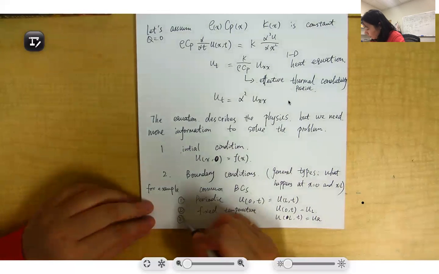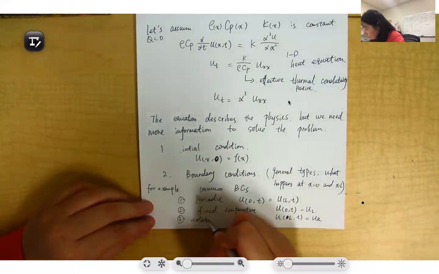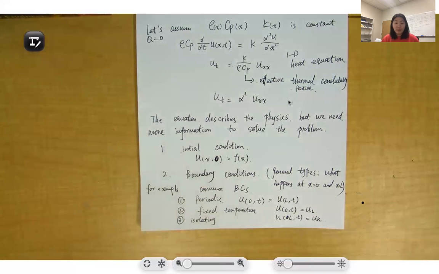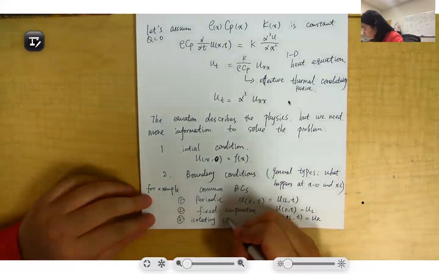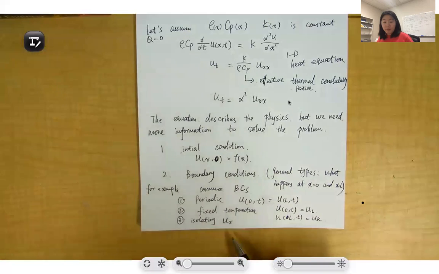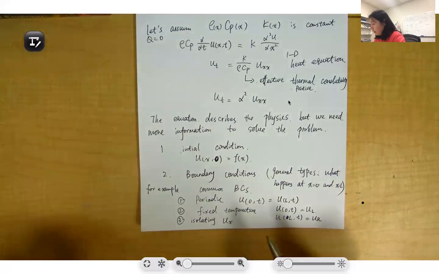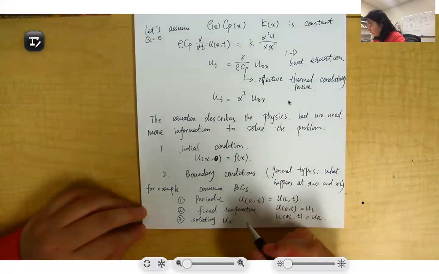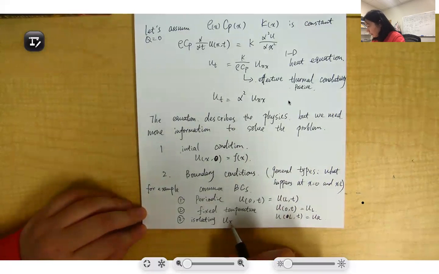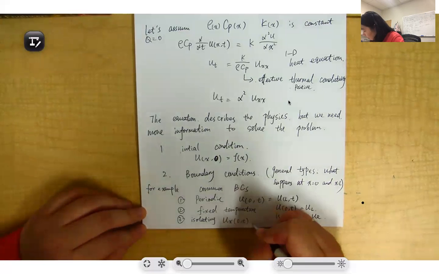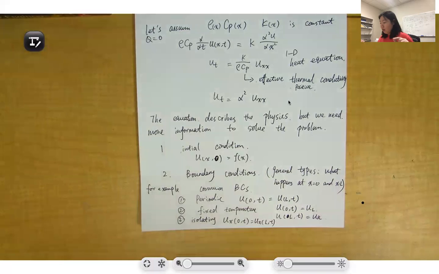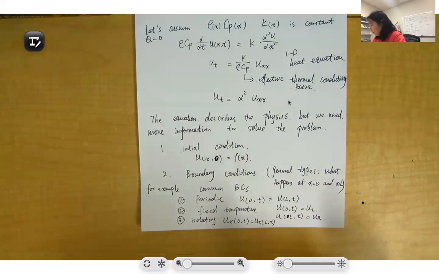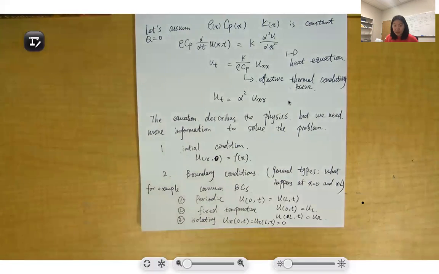Then it can be insulating. Insulating means there is no temperature gradient at the ends of the rod. So u_x(0,t), the first derivative of temperature with respect to x, equals u_x(L,t). So at the two ends of the rod the temperature gradient equals 0, to represent insulating.